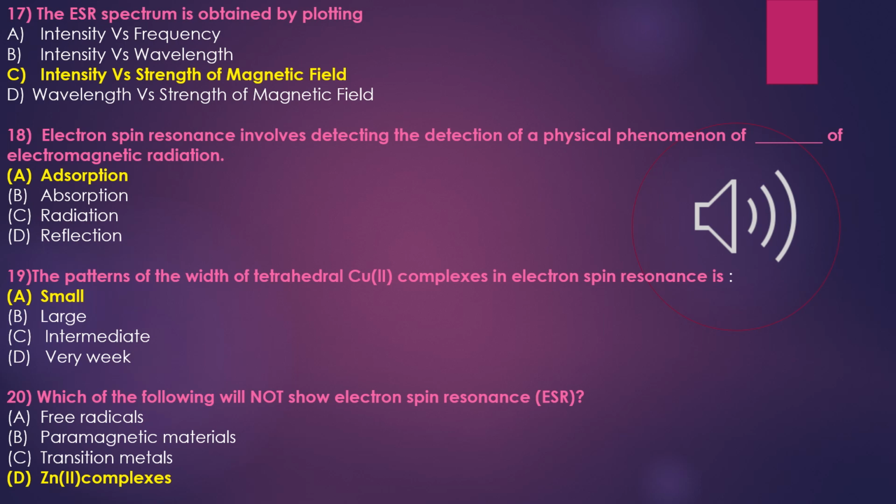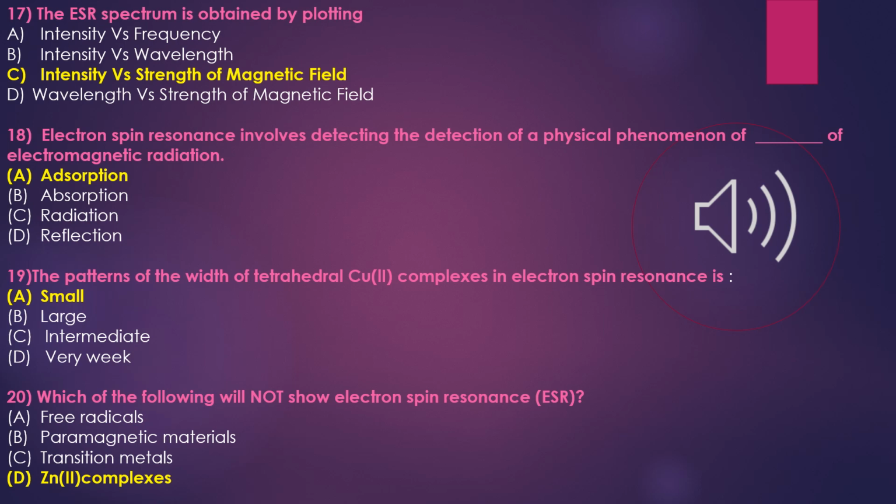18. Electron spin resonance involves the detection of a physical phenomenon of electromagnetic radiation. A, absorption, B, adsorption, C, radiation, D, reflection. The answer is A, absorption. 19. The width of the patterns of tetrahedral Cu2 complexes in electron spin resonance is small, large, intermediate, very weak. The answer is A, small.